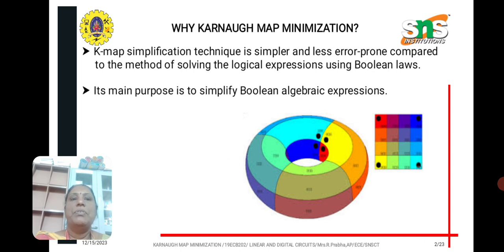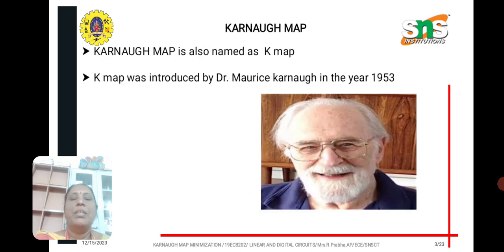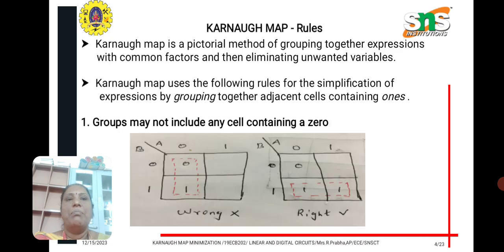So previously we have discussed the minimization techniques using Boolean laws and theorems. It involves many theorems and laws so that the minimization becomes difficult. So the simplest technique we are going to see is the Karnaugh Map minimization technique. And it was first introduced by Dr. Maurice Karnaugh in the year 1953. It is also simply called as K-map.